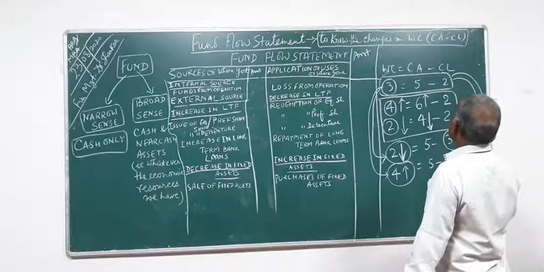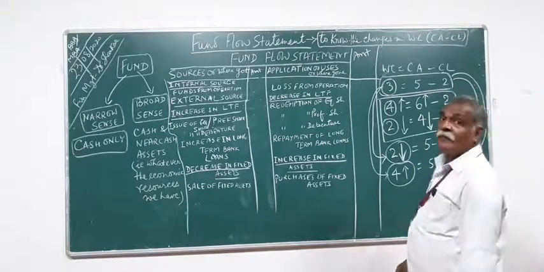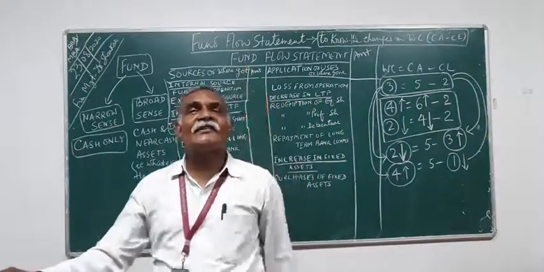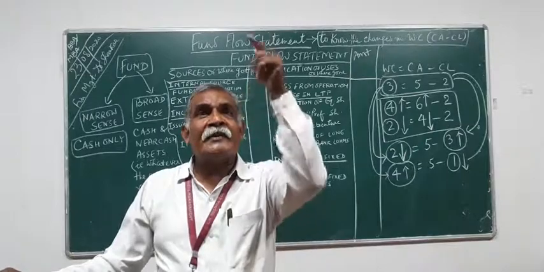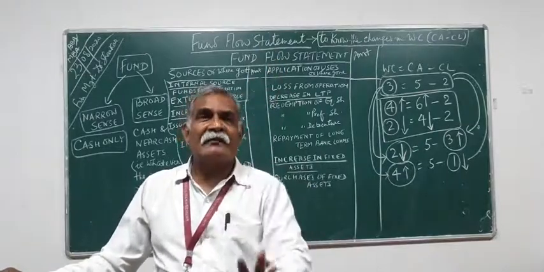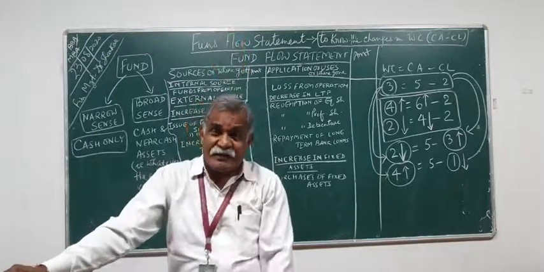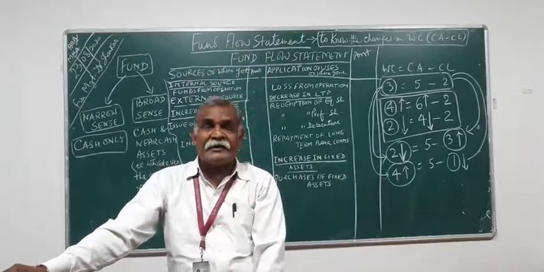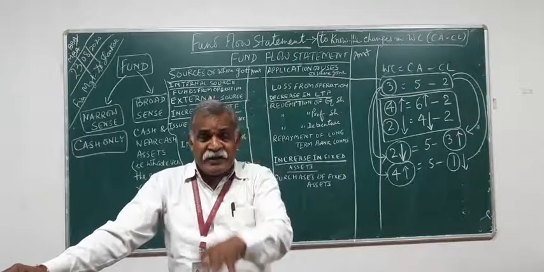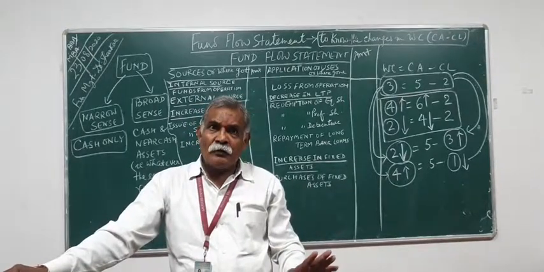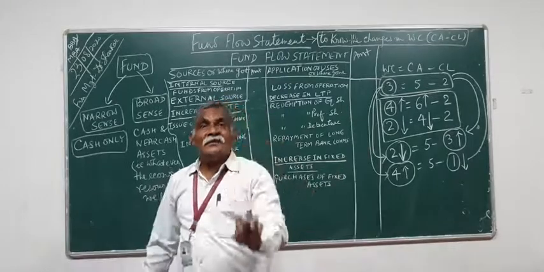So in this way we came to the conclusion that if current assets are increasing, working capital will increase. If current assets are decreasing, working capital will decrease. If current liabilities are increasing, working capital has a reverse relationship and will decrease. If current liabilities are decreasing, working capital will increase. So after this you will get the last conclusion.